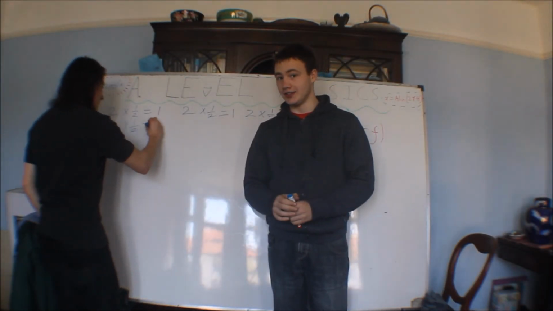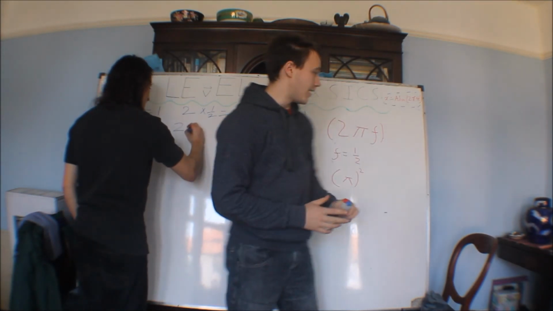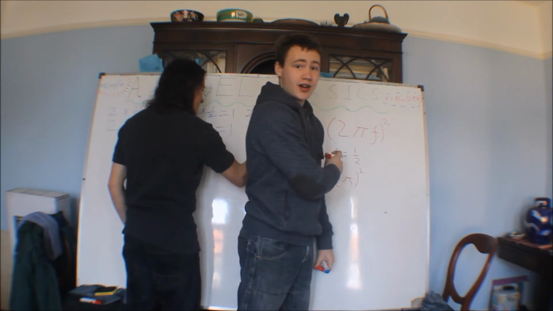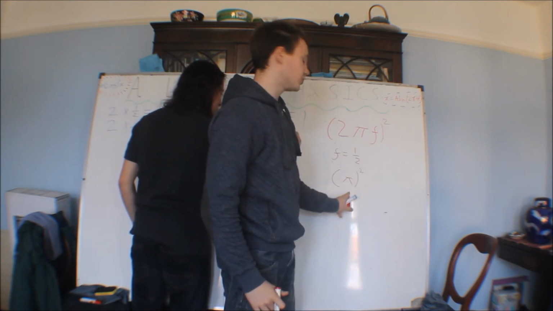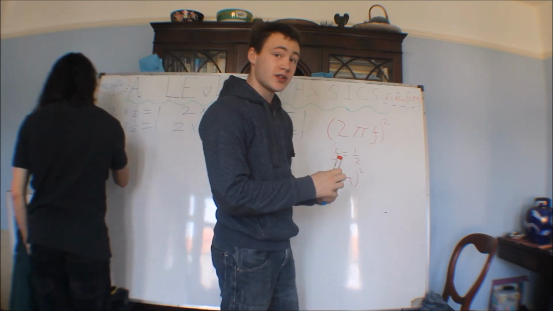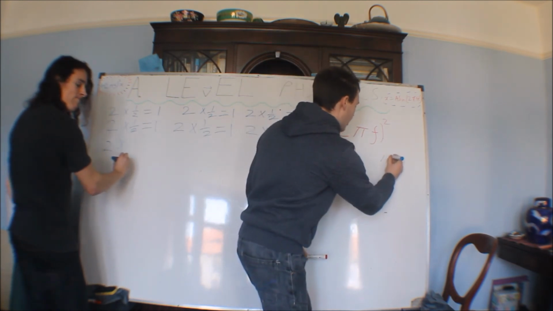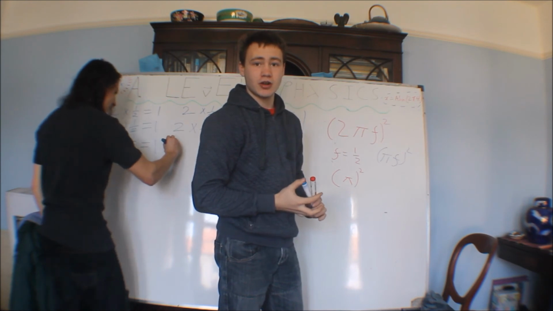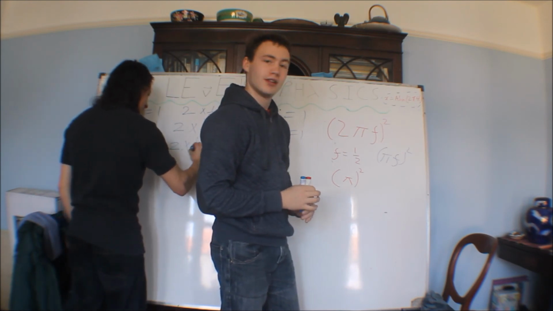Triv was very naughty during this video. We had 2 pi f squared, and the f was a half, so the 2 and the half should cancel to get pi squared. But Triv, during the video, wrote pi f squared, which was wrong. And after the video we went, oh god, wait, I was wrong.